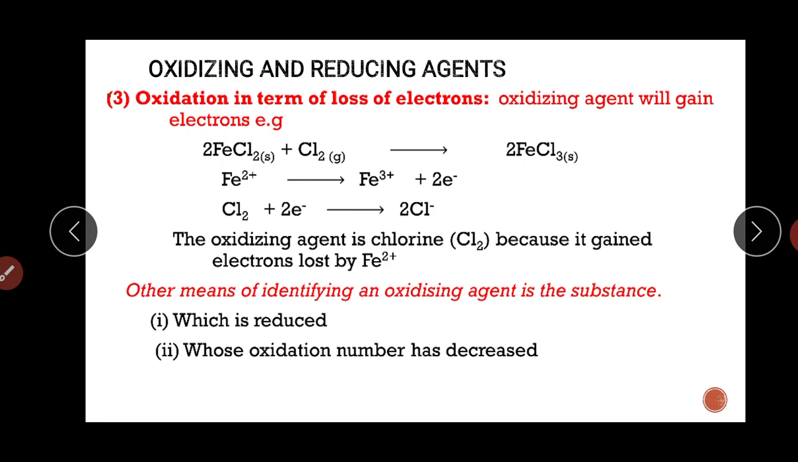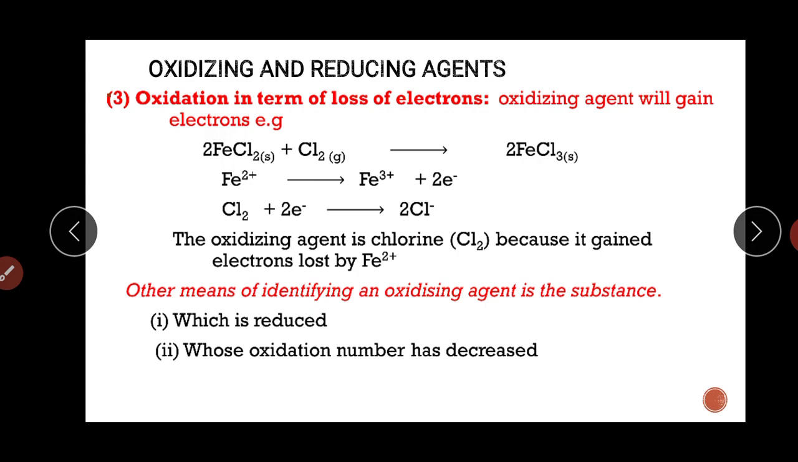This cannot be calculated easily anyway, but it's actually more than 0. That's what I want to tell you. If you calculate the oxidation number of chlorine here, it should be more than 0, because chlorine has accepted or gained electrons from the one lost by the ion. So another means of identifying an oxidizing agent is this.